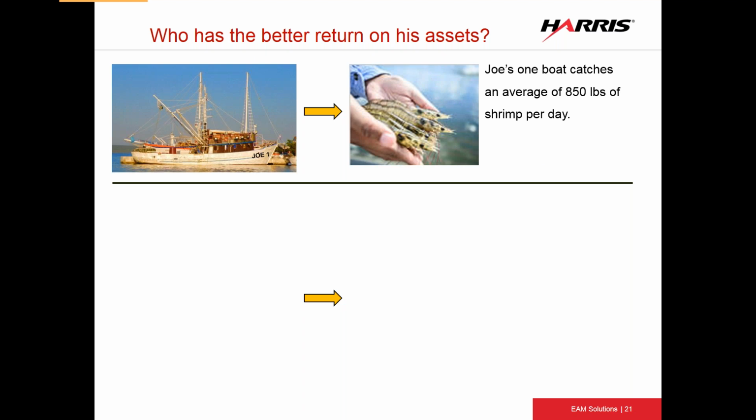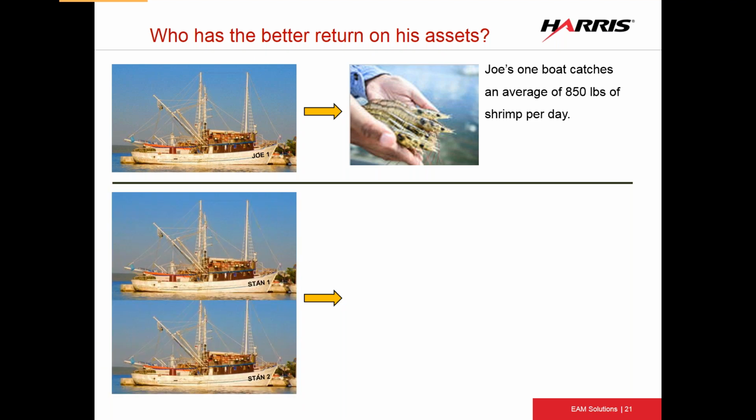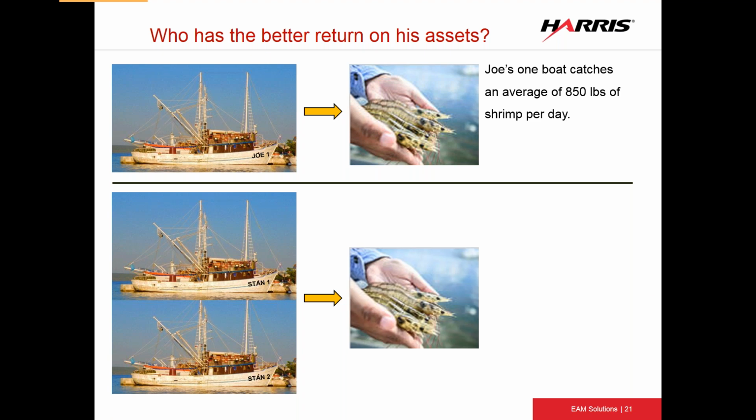And for you shrimp lovers, I can confirm that the best shrimp comes right off the boat and into the pot. I've spent 10 years in Baton Rouge, and I can tell you it's some of the best food in the country. All right, Stan, number two, is competing against Joe. He's got two boats. Okay, he's out plying the same waters as Joe. So what he does is he catches a combined average of about 1,250 pounds of shrimp per day.